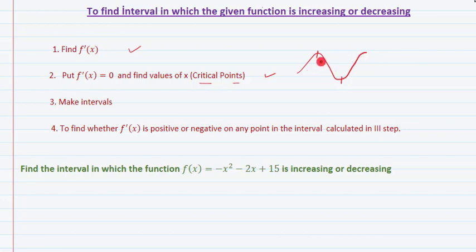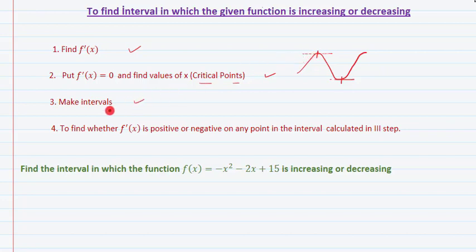So these points are called critical points, and these are also called the turning points. Here, as we are putting f dash x equal to 0, these are the points where the slope of the tangent remains parallel to the x-axis. Next step is to make intervals.